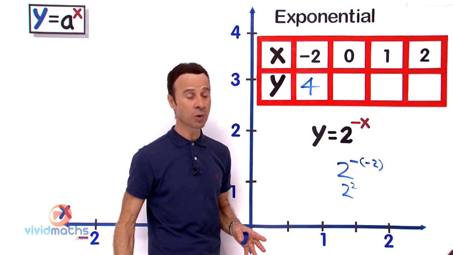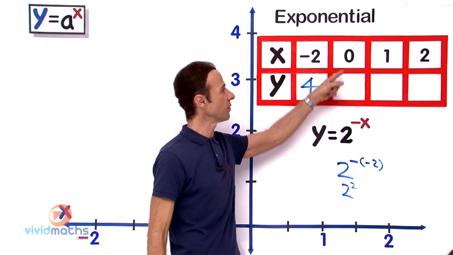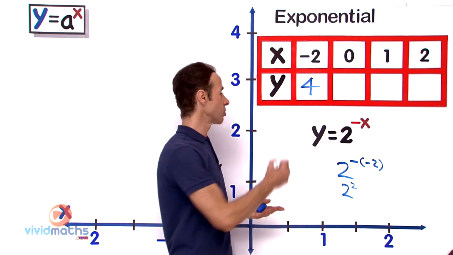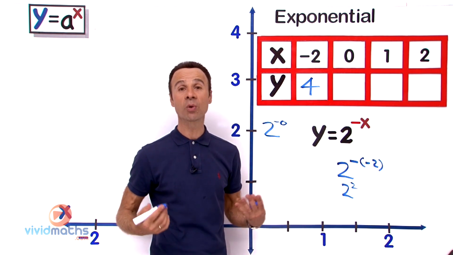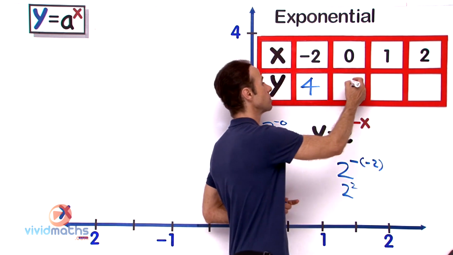Okay, the next one's interesting. We got 2 to the power of negative 0. A negative 0, 2 to the power of negative 0, just means 0, which means we always get 1. Anything to the power of 0 is 1. Let's put that in there.